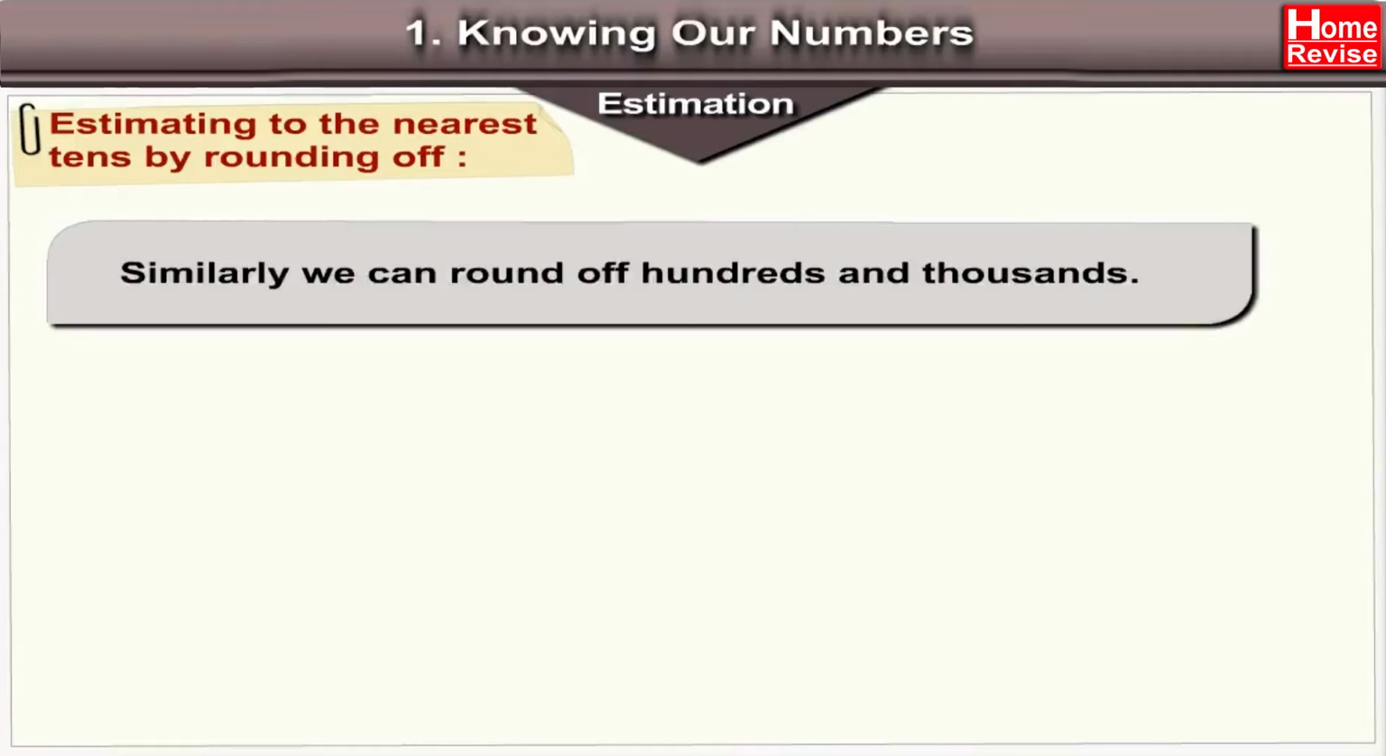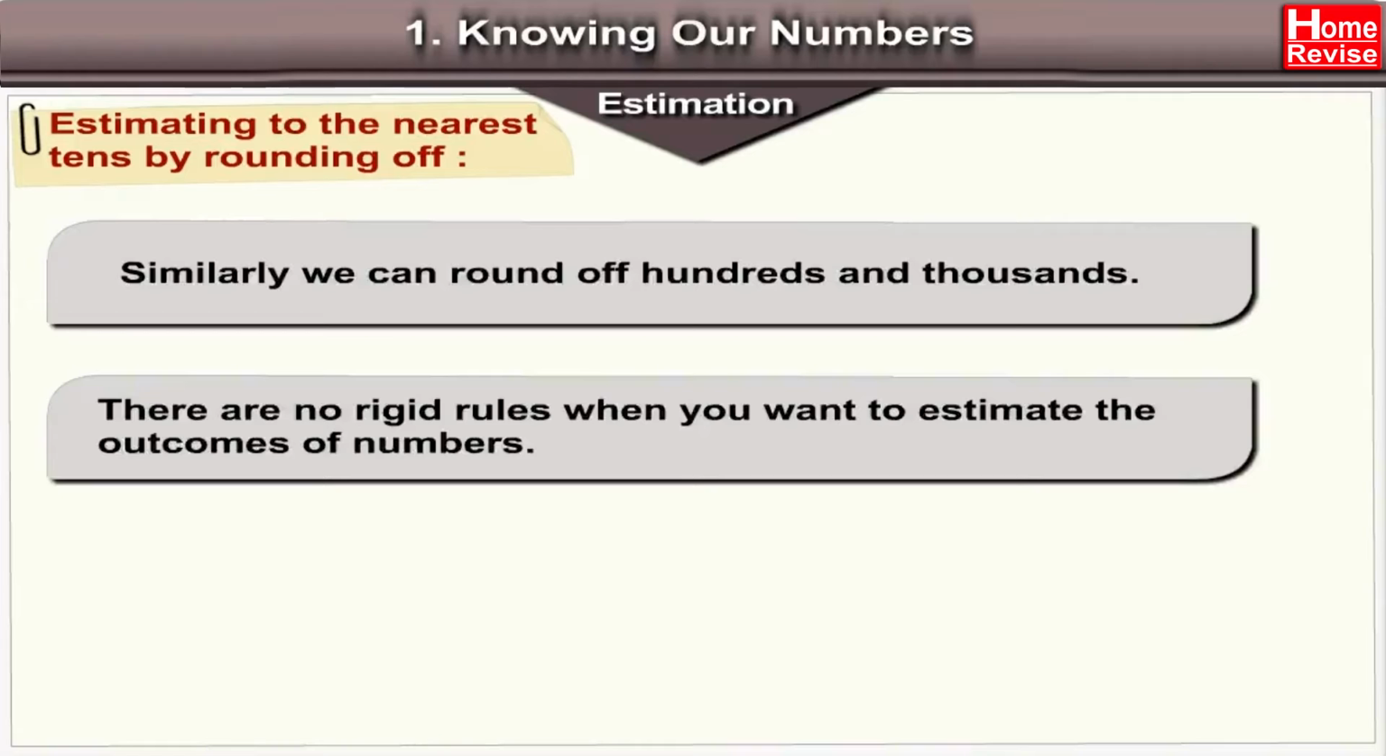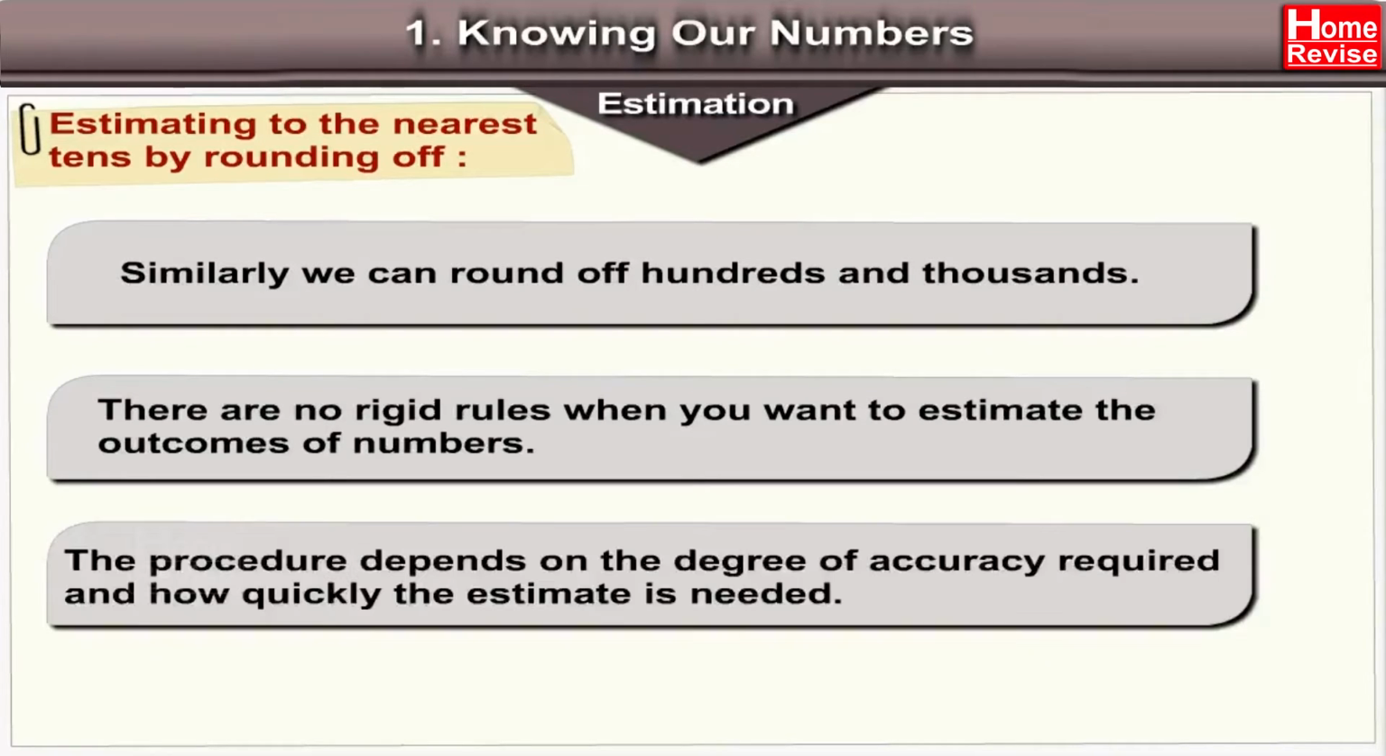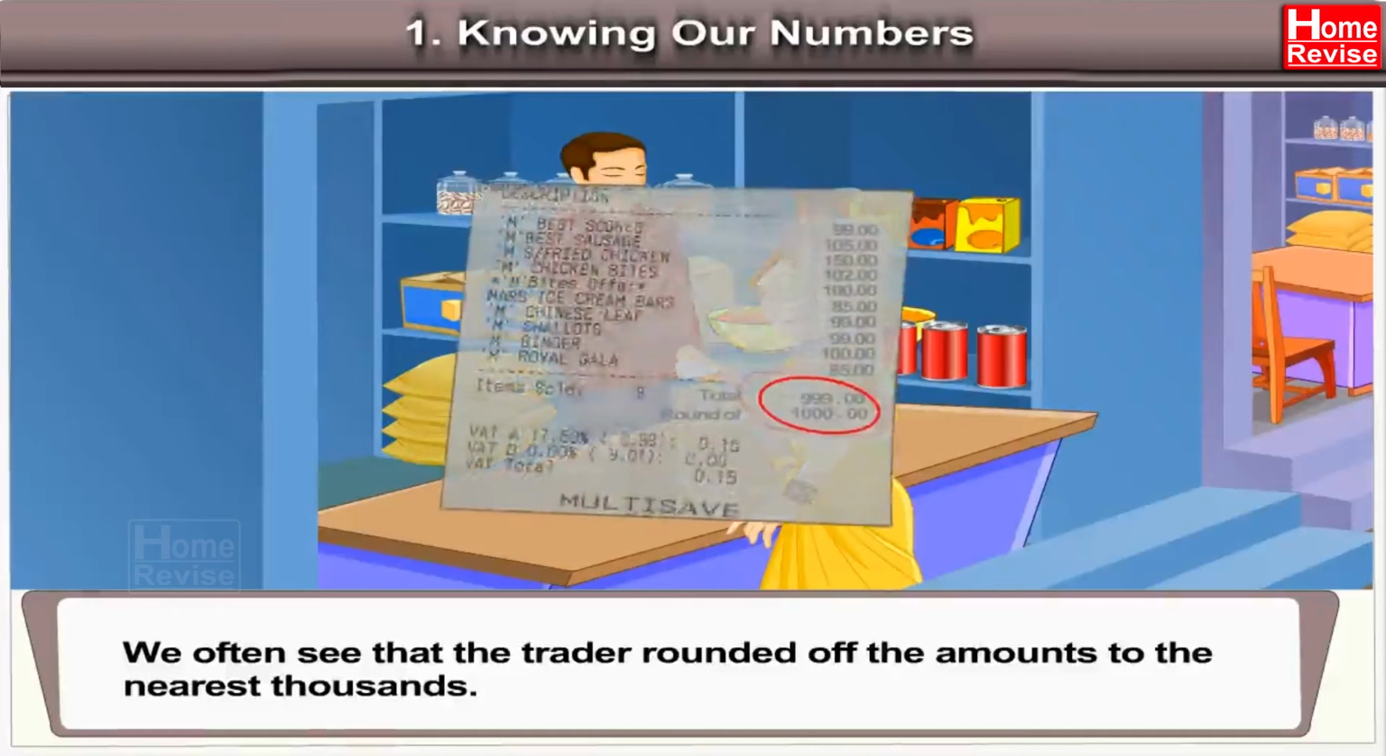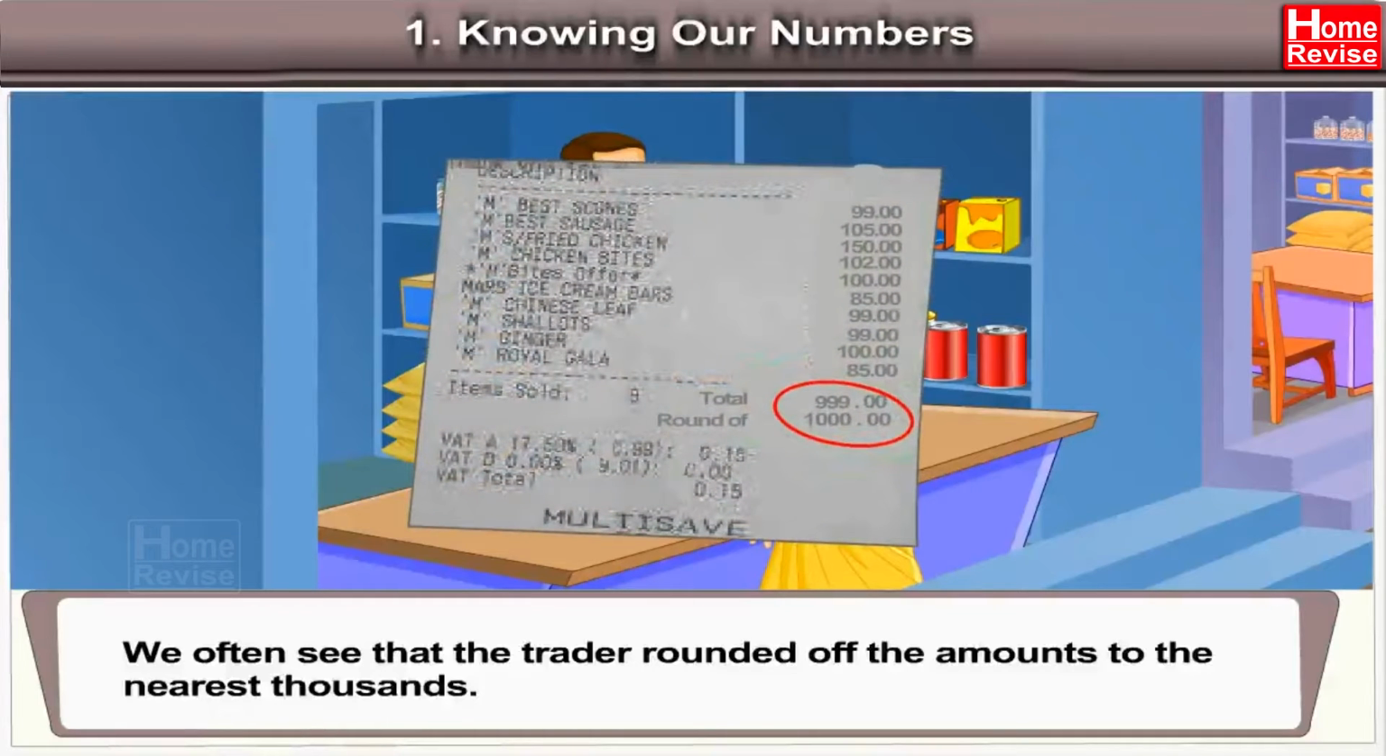Similarly, we can round off hundreds and thousands. There are no rigid rules when you want to estimate the outcomes of numbers. The procedure depends upon the degree of accuracy required and how quickly the estimate is needed. The most important thing is how sensible the guessed answer would be. To estimate sum or difference, we often see that the trader rounded off the amounts to nearest thousands.